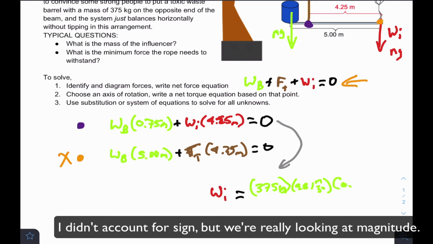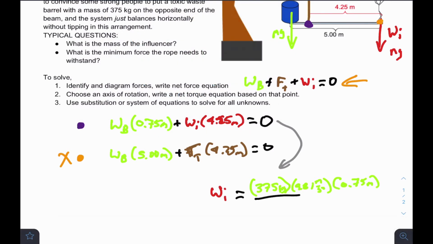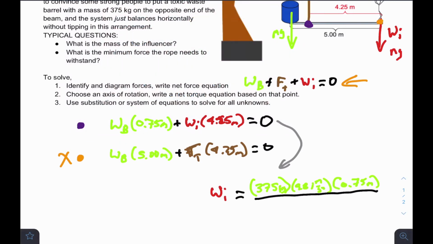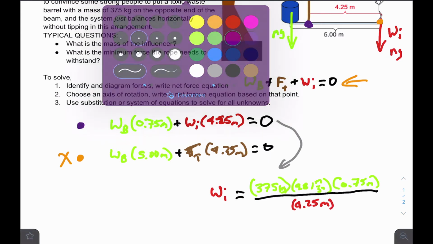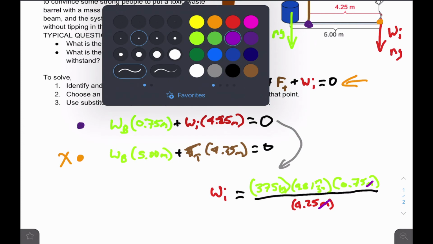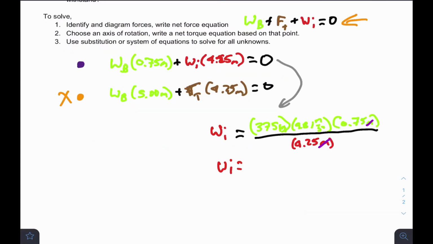times 0.75 meters over 4.25. Now notice the meters cancels out. I'm going to get kilogram meters per second squared, which is the same as newtons. And when I calculate that out, I get 649.